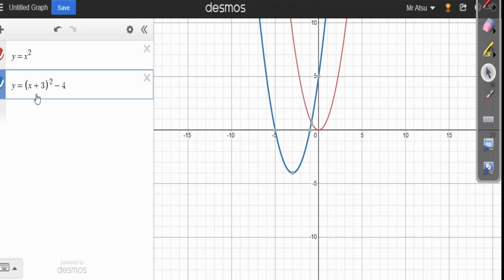The vertex is always the opposite sign of the one inside the parentheses, and then the one outside. So you can see it here. The coordinate of the vertex is -3, which is the opposite of the +3 here, and then the -4, which is repeated.